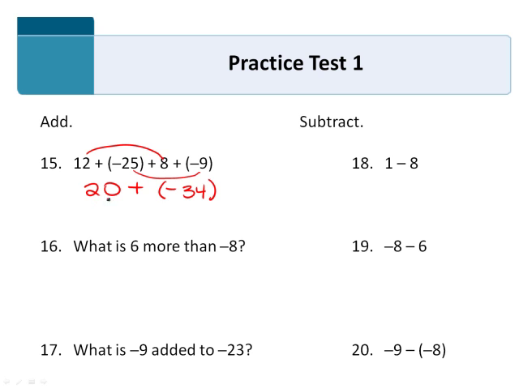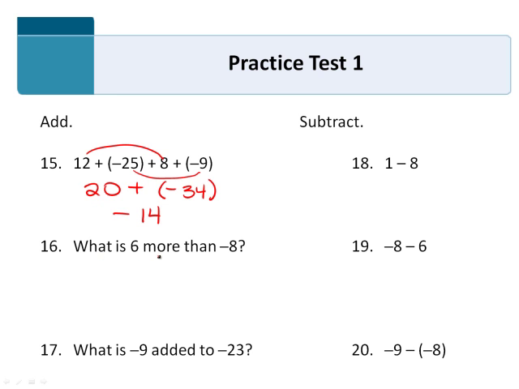Now, you have a positive and a negative. The signs are different, so the rule is subtract, keep the sign of the bigger number. So it's going to be a negative because the 34 is larger. And when we subtract there, we get 14. So negative 14. All right, 16 and 17 are translation problems.